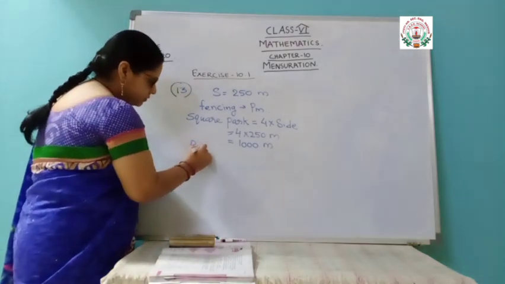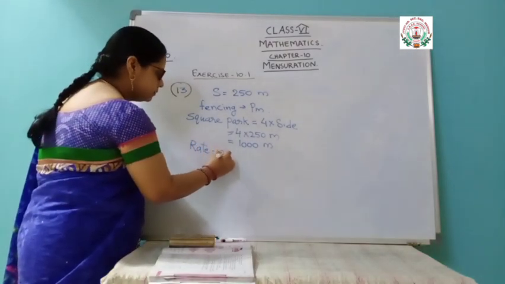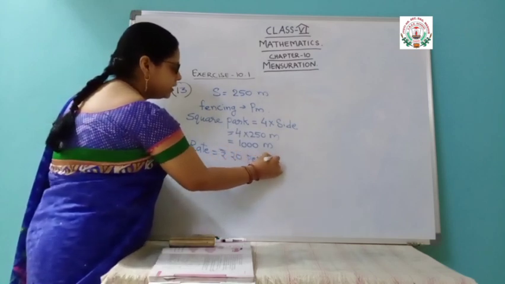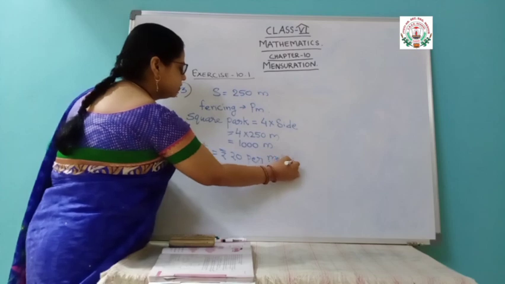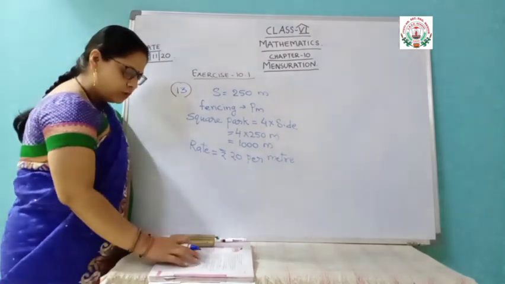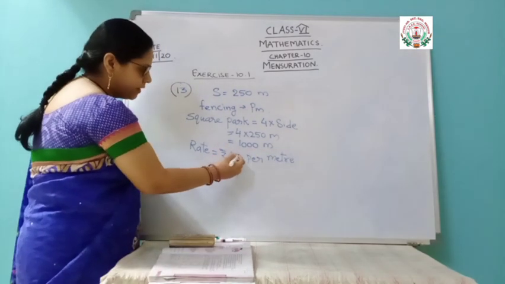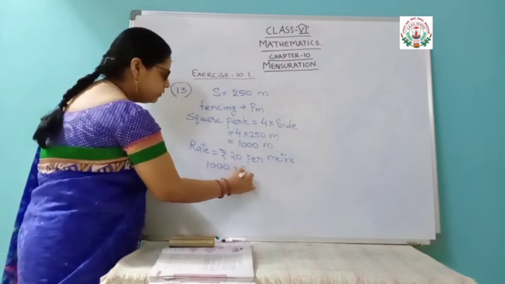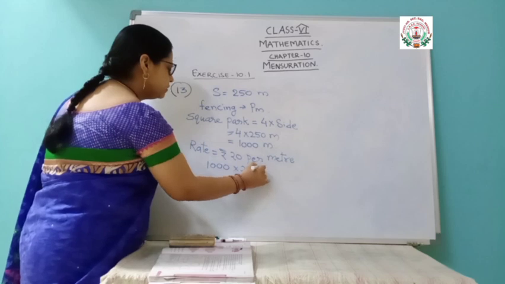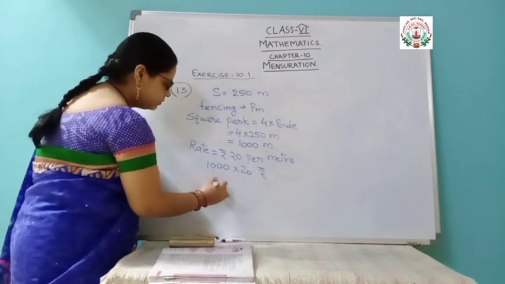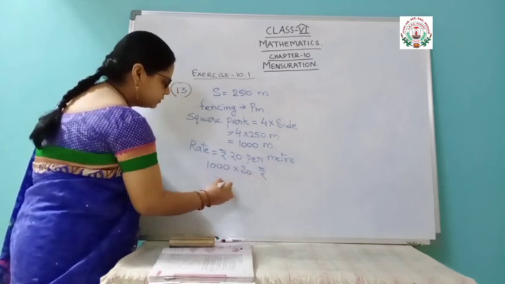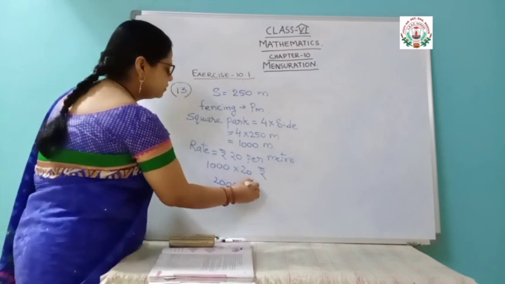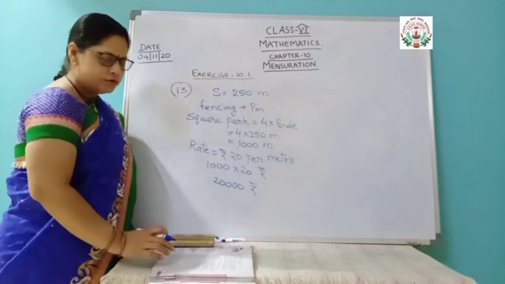And the cost is actually asked, where the rate is rupees 20 per meter, 1 मीटर के लिए 20 रुपीज है फेंसिंग का. So how will you find that? Total 1000 into 20 rupees. So 2 and 4 zeros. So this much rupees will be the cost of fencing.